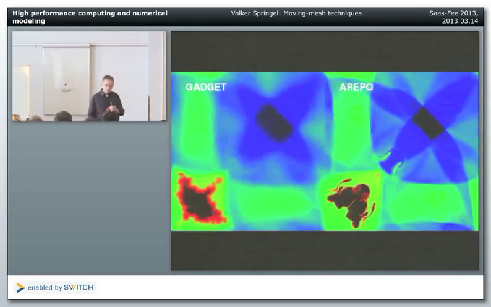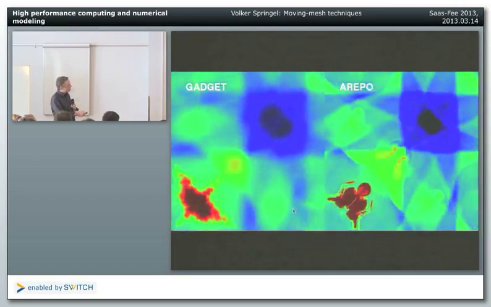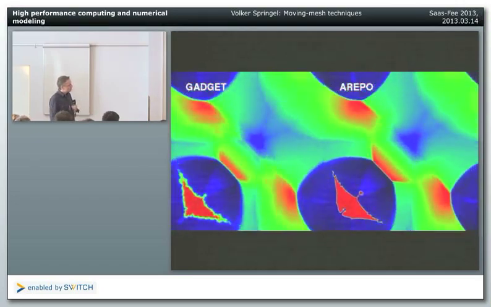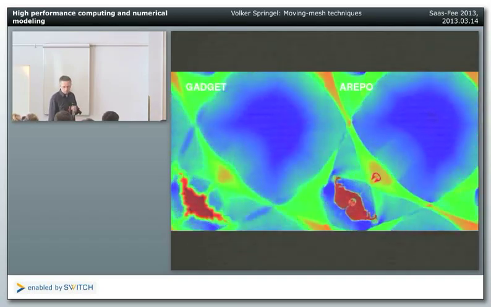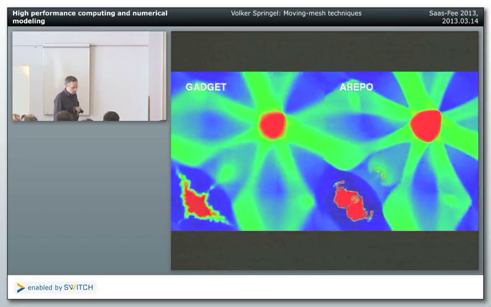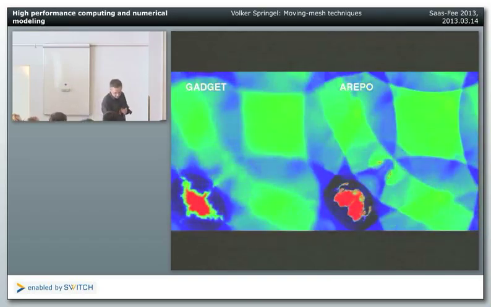But on the other hand, I should also say in defense of SPH, if you look at this from a distance, it's of course awfully similar, right? The shock waves move with the right speed and so on. So it depends on what level of accuracy you ultimately need, basically.